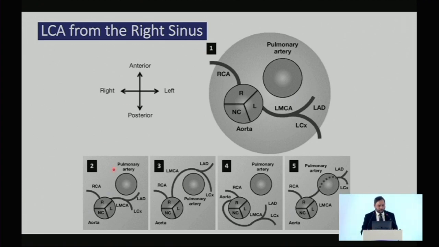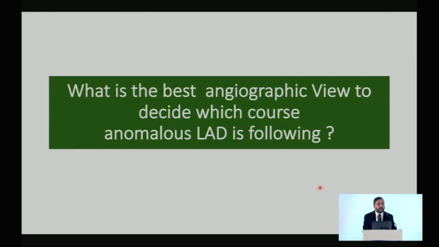It can take any course. It can go interarterial, it can go anterior to the pulmonary artery, it can go retro-aortic, and it can take a myocardial course through the septum. How do you identify it? Which is the best angiographic view? Even if I am confused now, you are not.